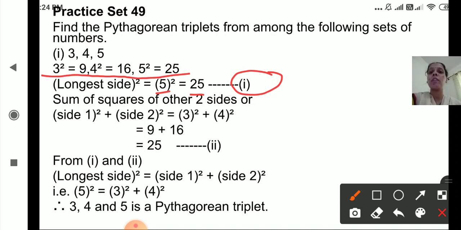So which is side 1? That is 3 and side 2 is 4. So 3 square plus 4 square. 3 square is 9 and 4 square is 16. So 9 plus 16 is 25.